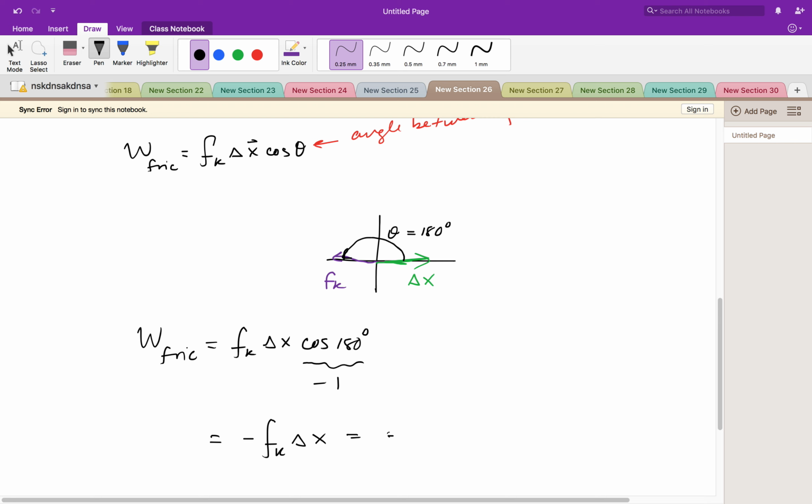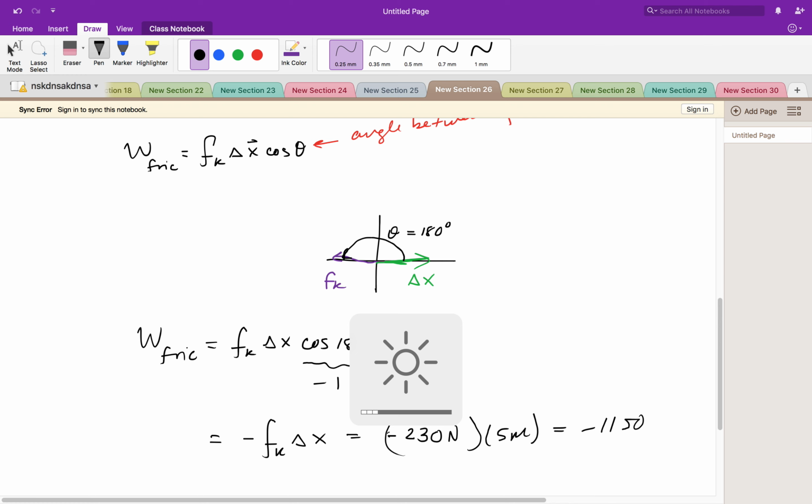So this is going to be negative 230 newtons times 5 meters. That's delta x. So 230 times 5 is going to be negative 1150 joules. Sorry, not newtons. The units of energy are joules, so we'll put that in there as well.